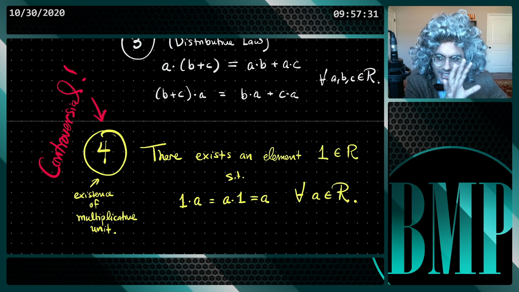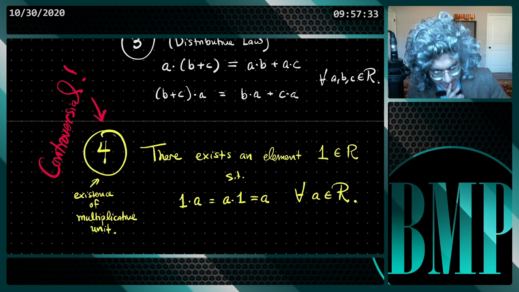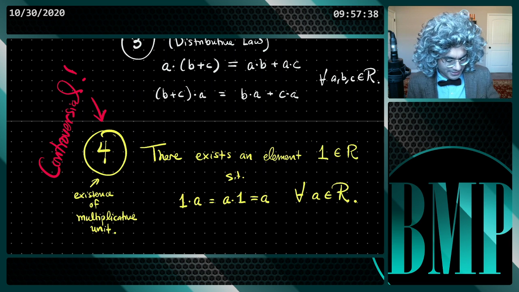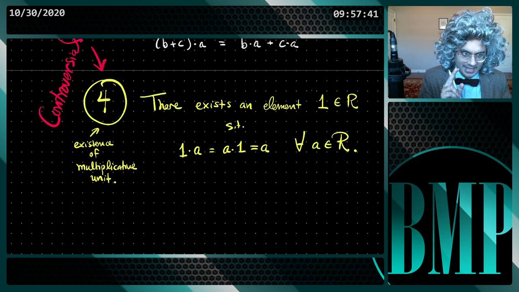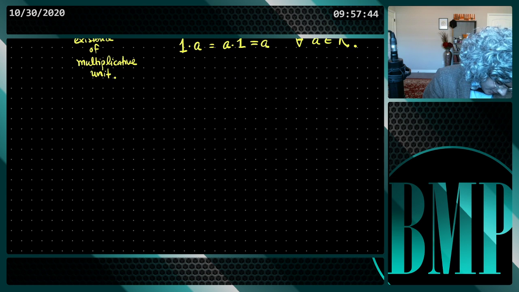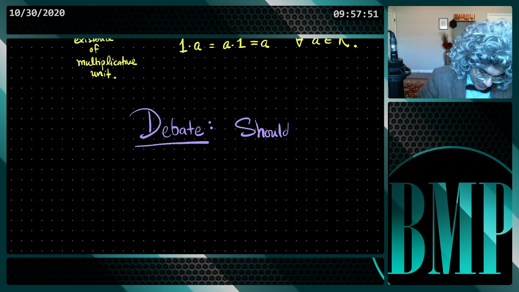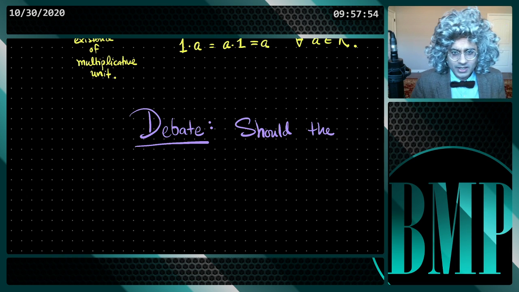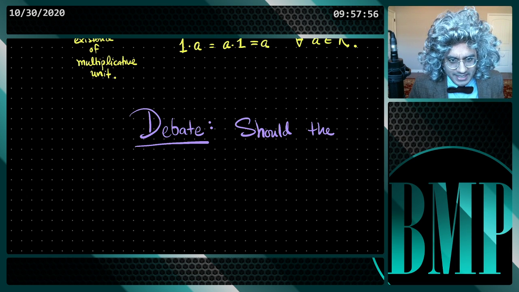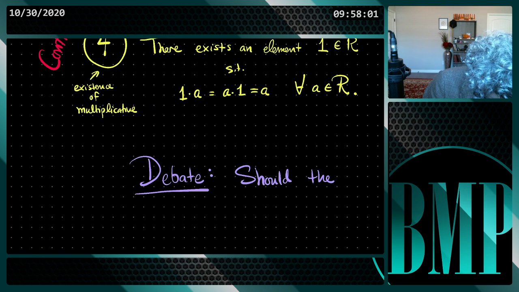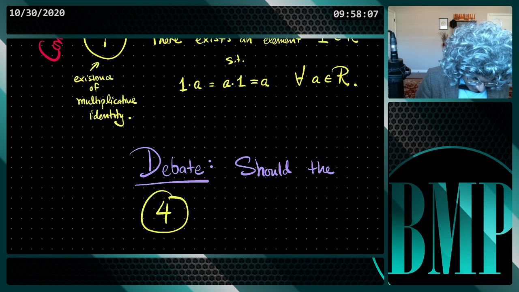Okay. So there's some controversy here. So here's the deal, class. So what is Kappa saying? There's actually a choice that has to be made. There's sort of a debate. Should the multiplicative unit, the multiplicative identity, be included?